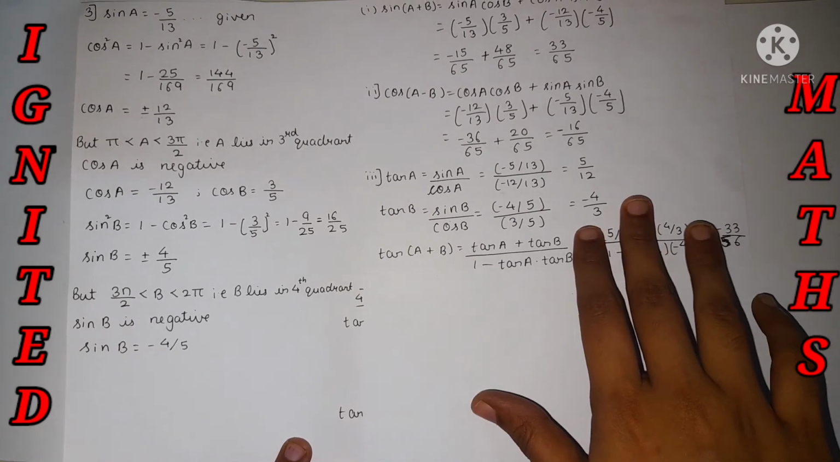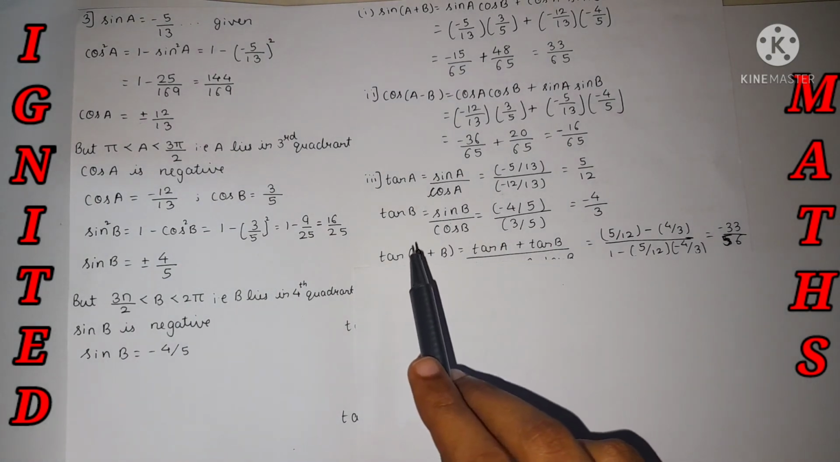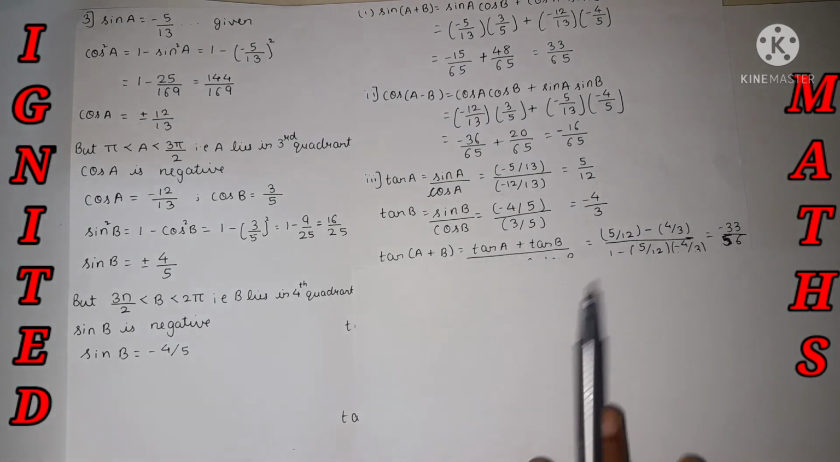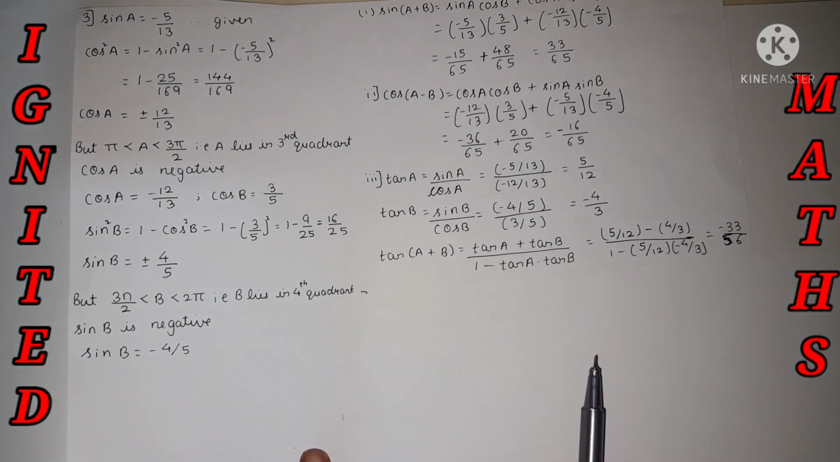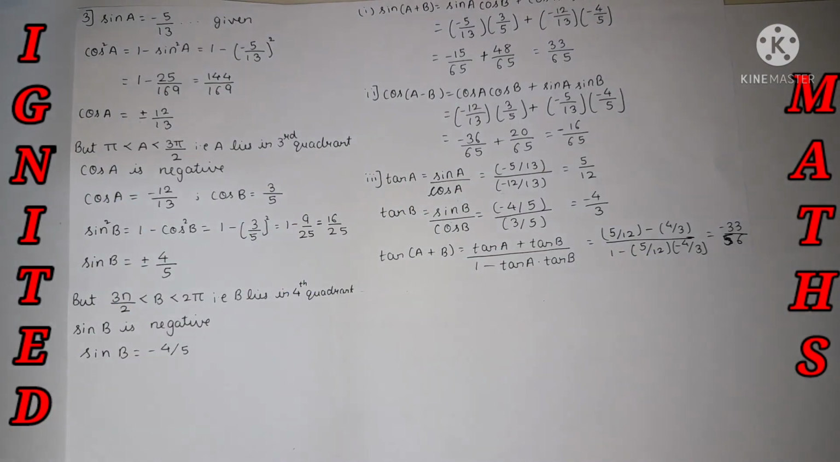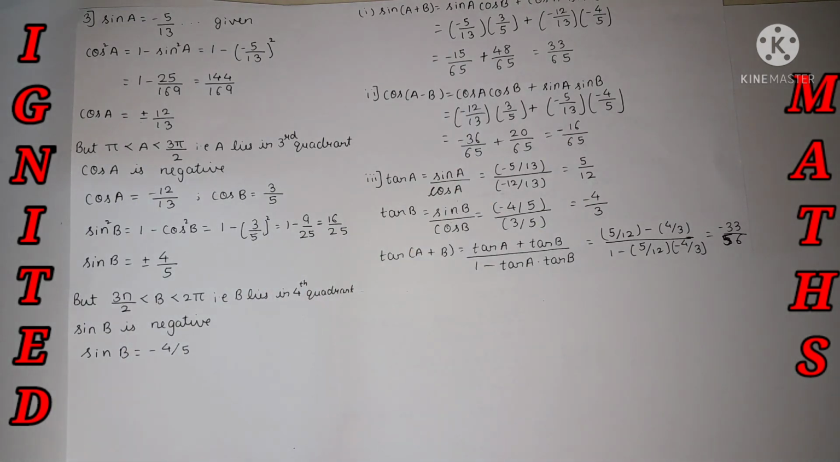But while doing tan of A plus B, we need the tan A and tan B formulas. That is nothing but sine A by cos A and sine B by cos B. If we get the answer of it, then we can find the value of tan of A plus B. Just put the values in the formula and we will be getting the answer. This is completely different from the second chapter. The rest of the part is absolutely the same. We have already gone through it.